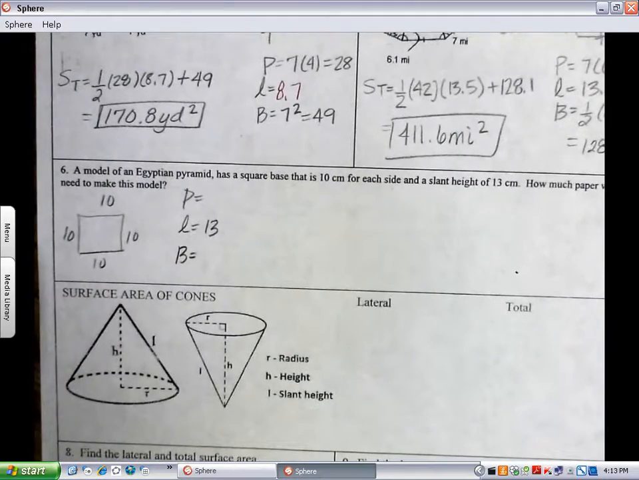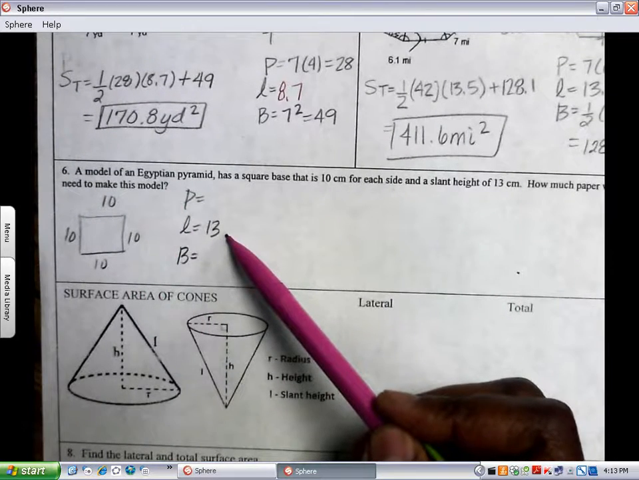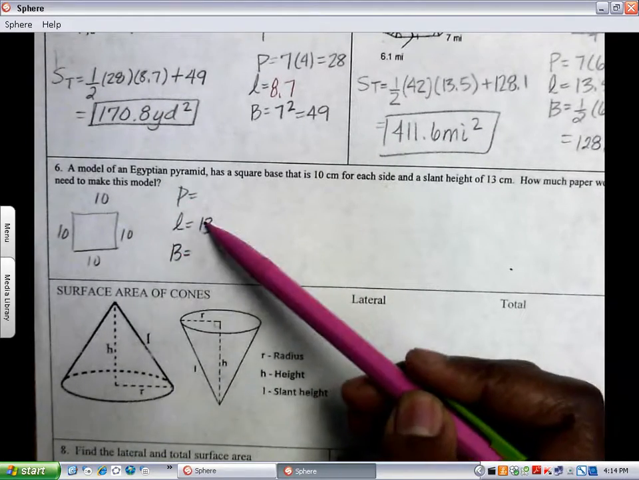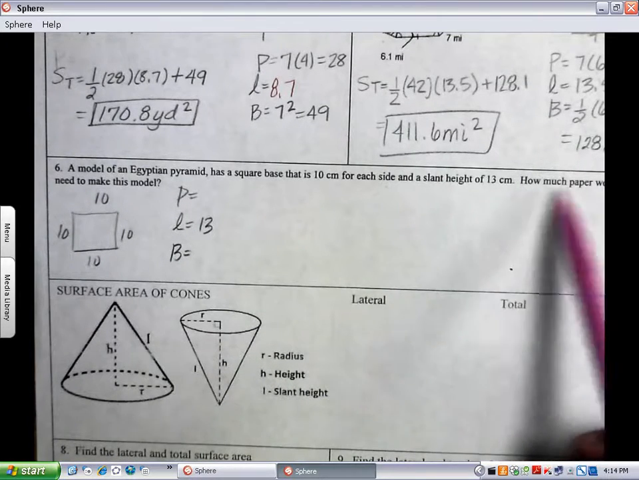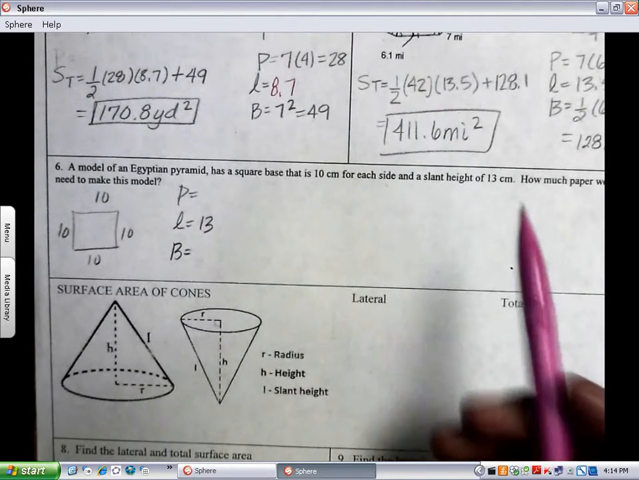So, we have a square pyramid, right? All the sides are 10. The slant height is 13. I know it might be hard to actually draw that. You don't have to. Just go ahead and write the P, the L, and the B out and write the slant height is 13. And what you're trying to find is how much paper it would take to make the model. So you're finding the total surface area.